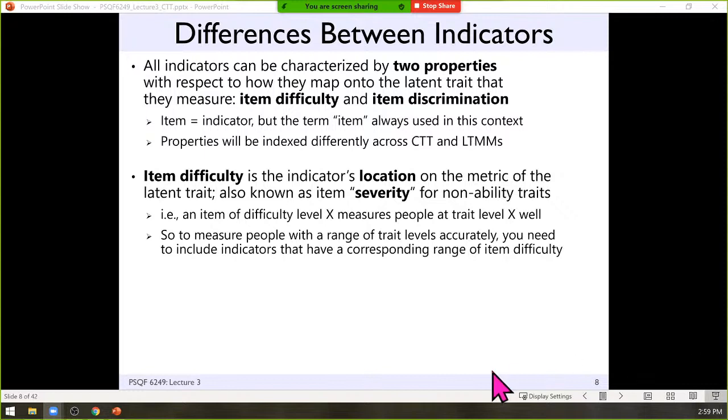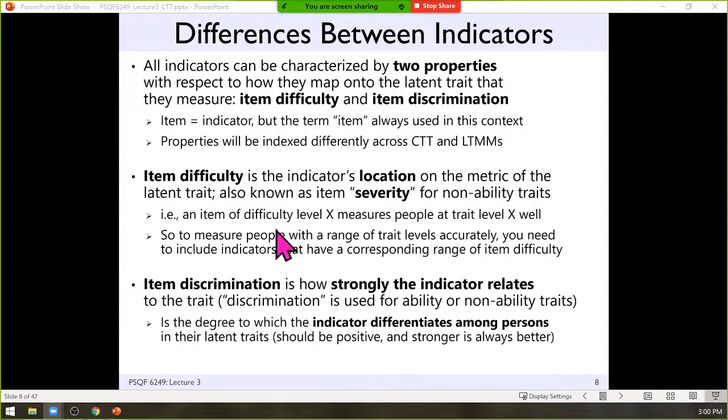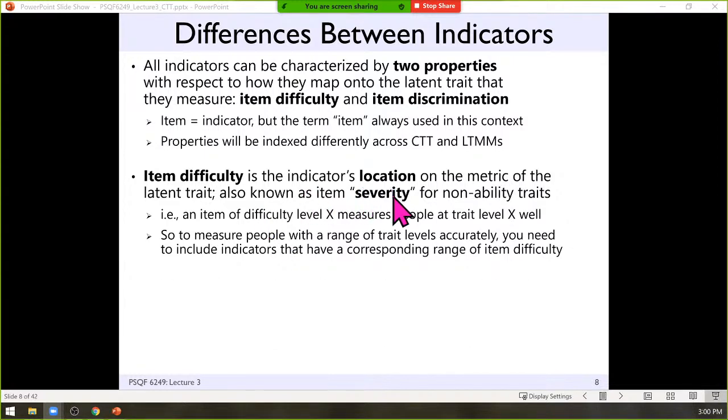So we want, in a measure, to have items that differ in difficulty. We want to have items that vary so that we can measure people who vary in the trait at a corresponding level. If you are dealing with a trait that is not academic, then you may think of difficulty as severity.